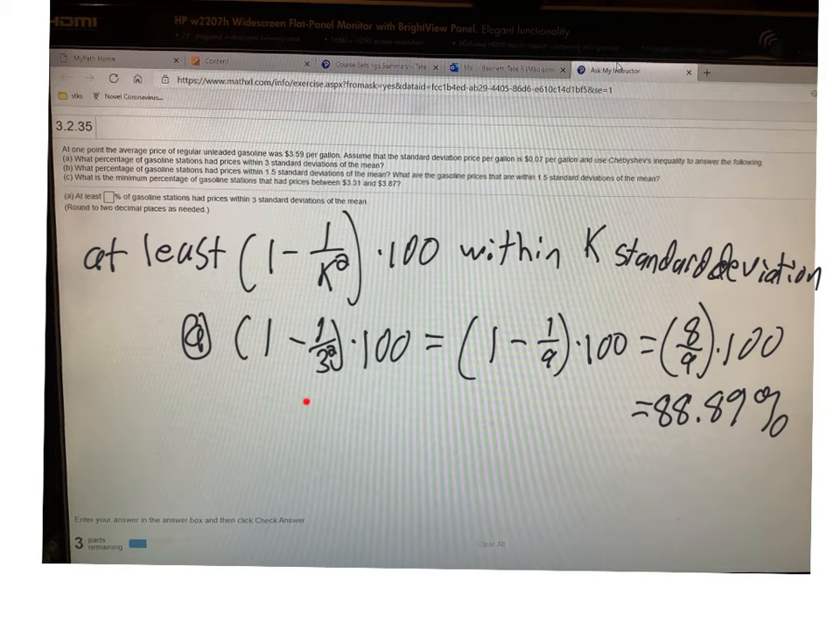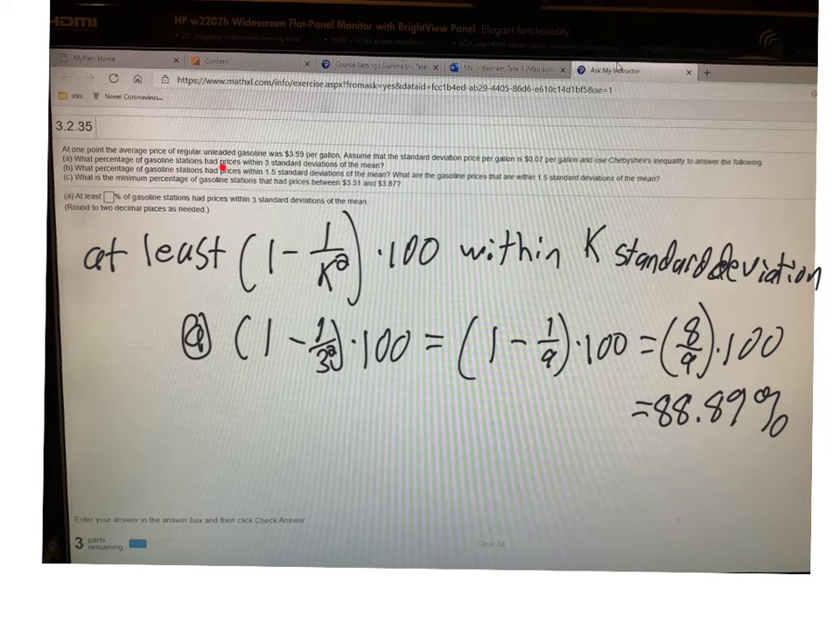It's not particularly bell-shaped. At one point, the average price of gas was $3.59. Assume the standard deviation per gallon is 7 cents, and use Chebyshev's inequality to answer it. So that's rather key there. So again, you could watch that last video in the section, and I'll help you with part A here.